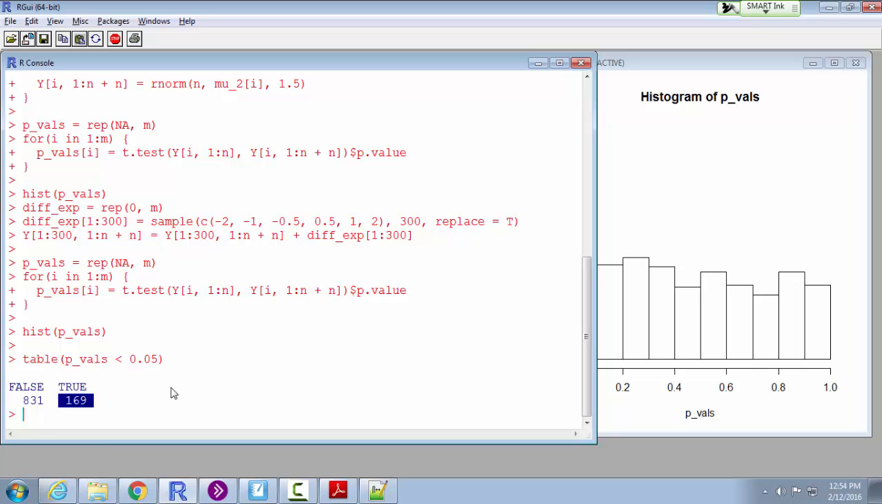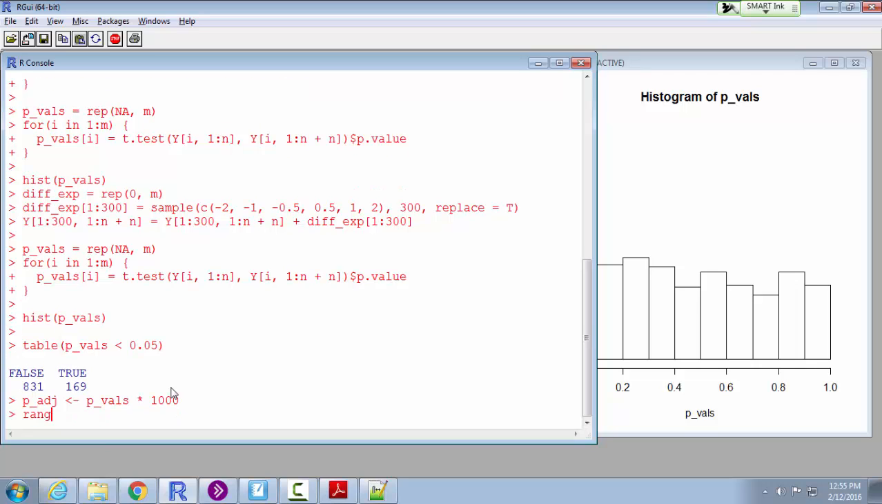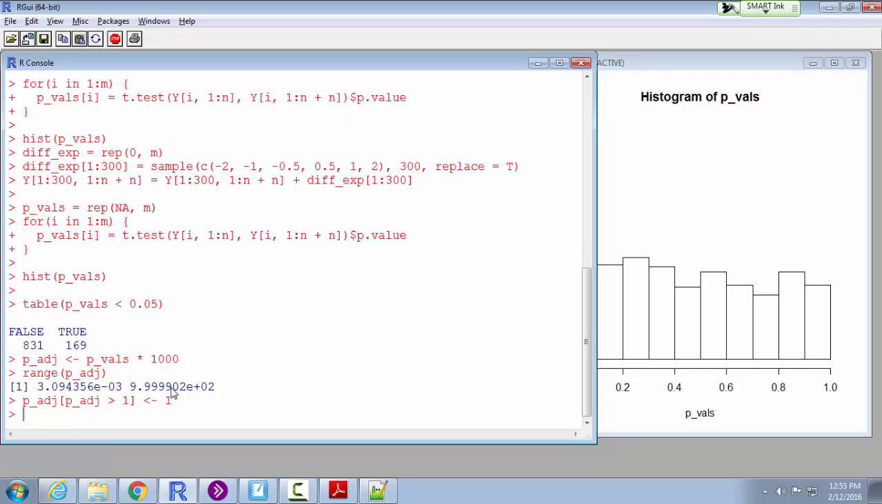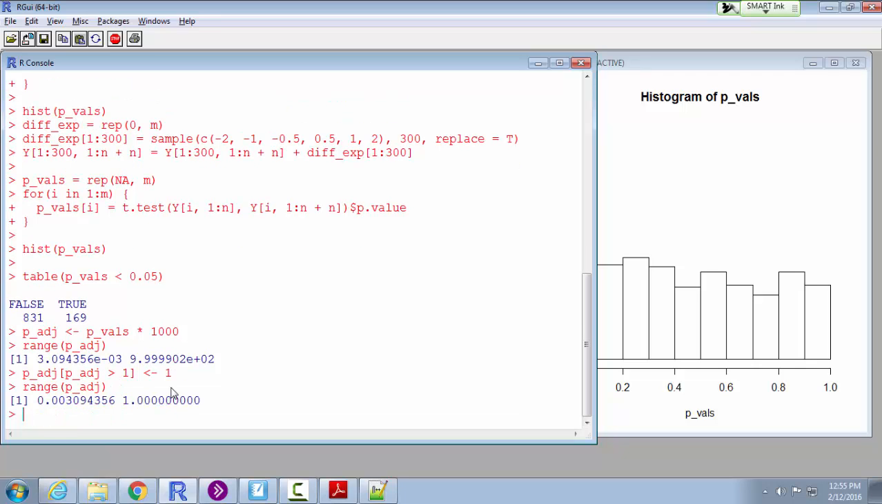If you, say, did the Bonferroni thing and you multiplied all your p-values by 1,000 in this case. In fact, let's do that. P adjusted is p-vals times 1,000. That's Bonferroni adjusted p-values. Now some of them are bigger than 1, so I would cap it at 1. I would just do p adjust wherever p adjust is bigger than 1, make it a 1. You're not going to look at those anyway, the ones that are way up there. You're only going to look at the small ones.